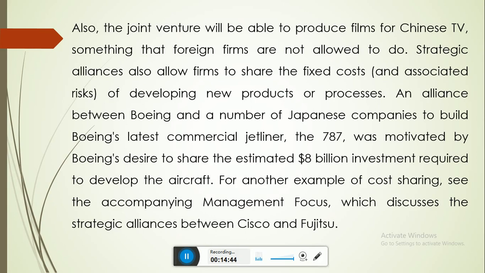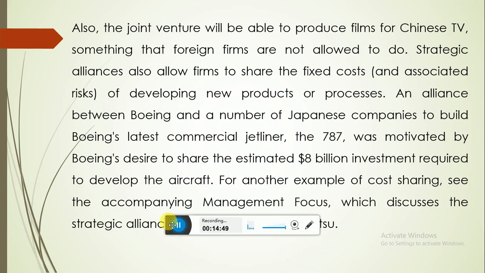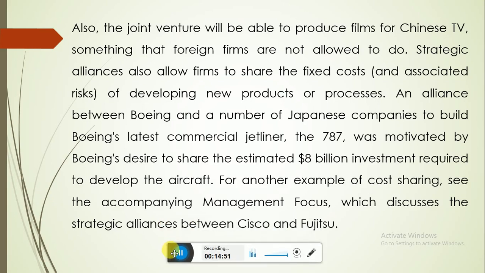Fixed cost and associated risk. So we all know what the associated risks with the business are. Associated risk might be risk of failure. You have studied that in entrepreneurship, why companies fail. So risk of failure, you fail in that market, you lose money, and many other risks that are political and economical, many risks involved in the business of developing new products or processes.